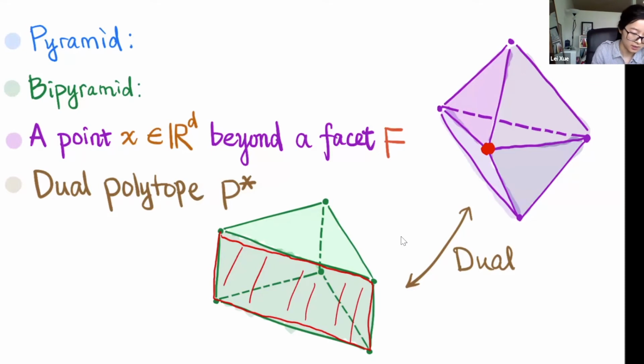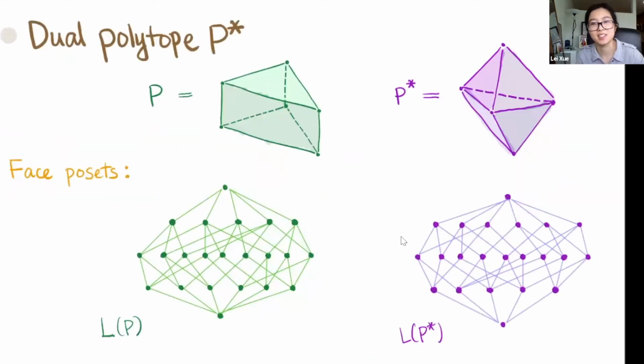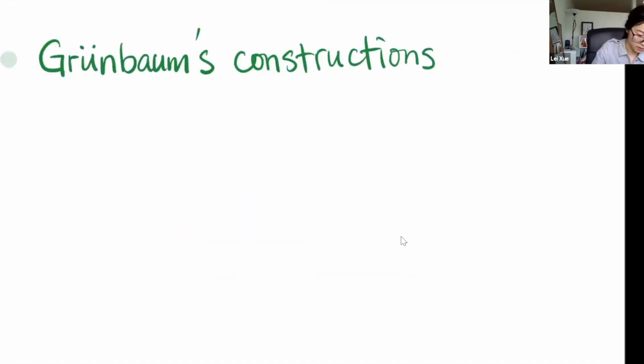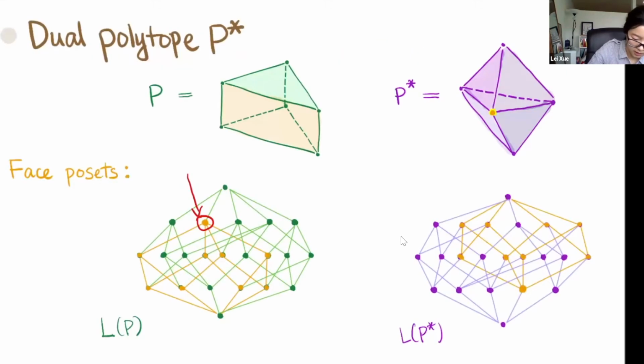I spent like 10 minutes yesterday to actually draw these face posets out explicitly. So this rectangle corresponds to this vertex, this element in this poset. And this, oops, let me go back. And this vertex corresponds to this element in this poset. And you can see that they're sort of flipped over. Okay.